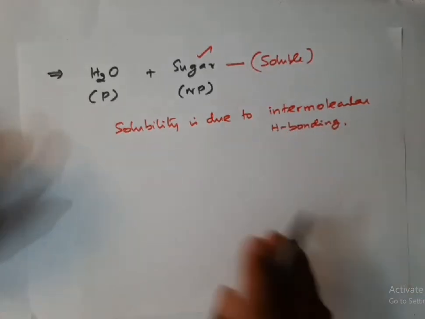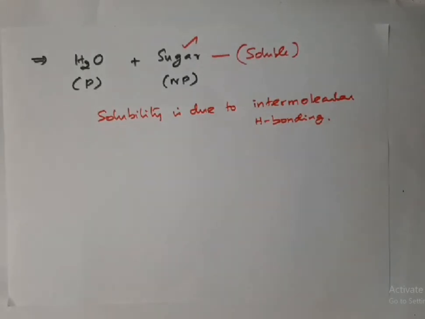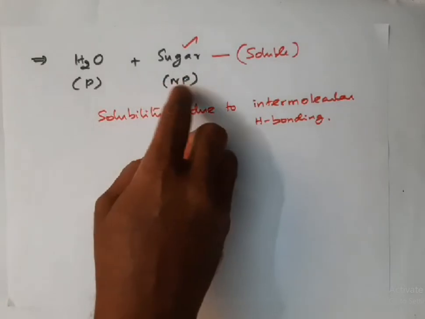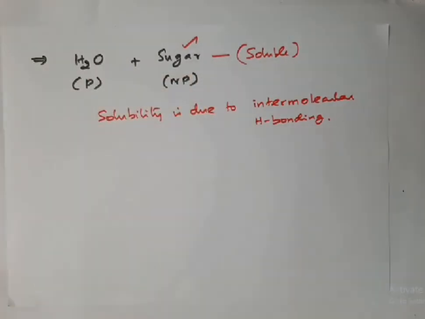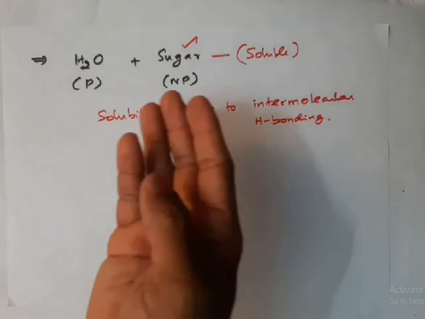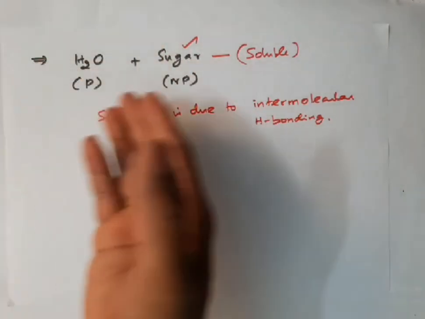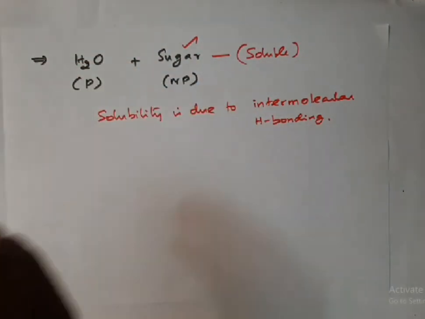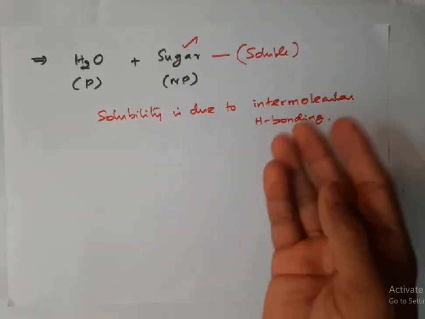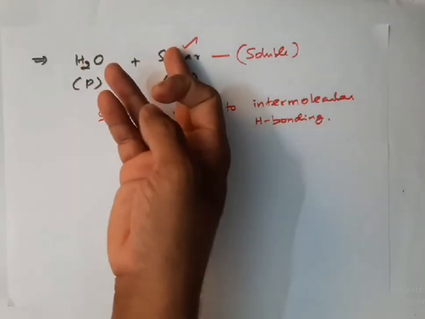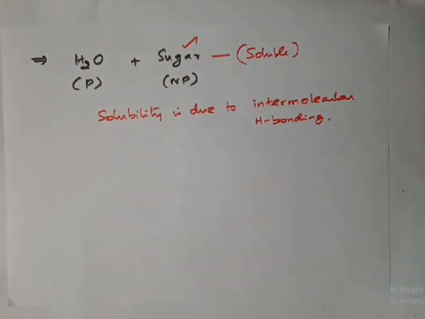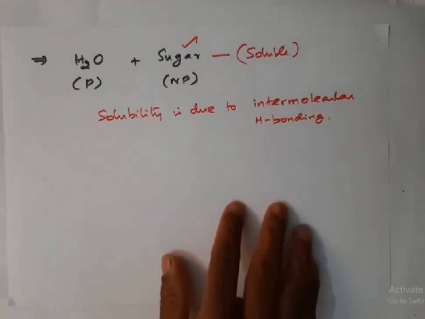We are going to discuss this in other chapters, but right now just keep this in mind. Why does sugar dissolve in water? Even though it is on average non-polar, it dissolves in water. The reason is it forms intermolecular hydrogen bonding with water. So due to the formation of intermolecular hydrogen bonding, sugar molecules go into the water and become a solution. It dissolves simply. Is this clear, students? Any doubt?